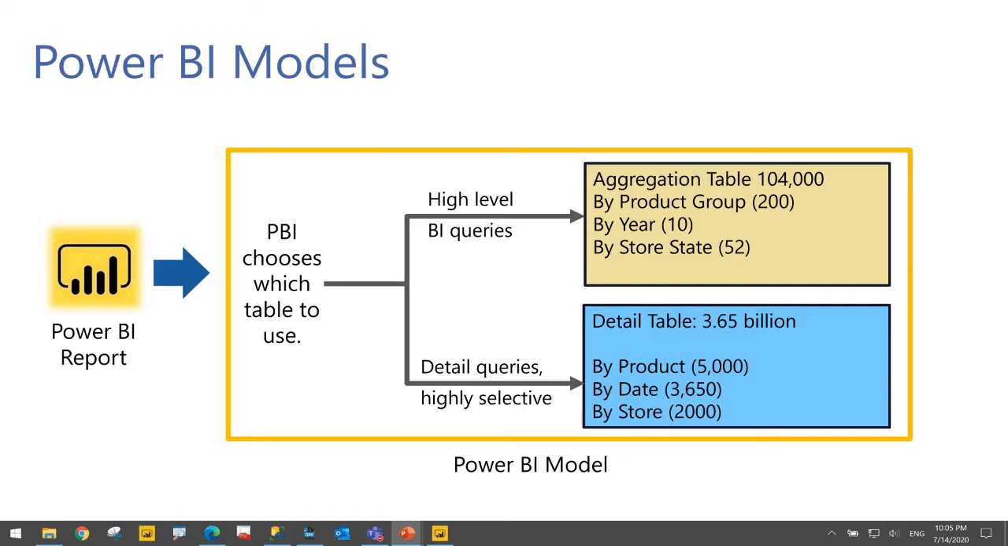And the difference here is that once you configure the aggregation table in the Power BI model, at report time, it's Power BI that decides which table to use for which visual. So every visual that runs a query, Power BI decides which table to direct the queries to. If it can, it will use the aggregation table. If not, it will have to go and use the detail table. So ideally, you want your high-level queries to hit the aggregation table and the detailed queries to hit the detail table.